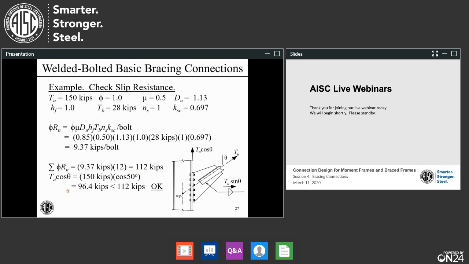Required force there will be T sub u times cosine theta, and that's 96.4 kips. That does not exceed 112 kips, so we're okay. So this limit state is okay.